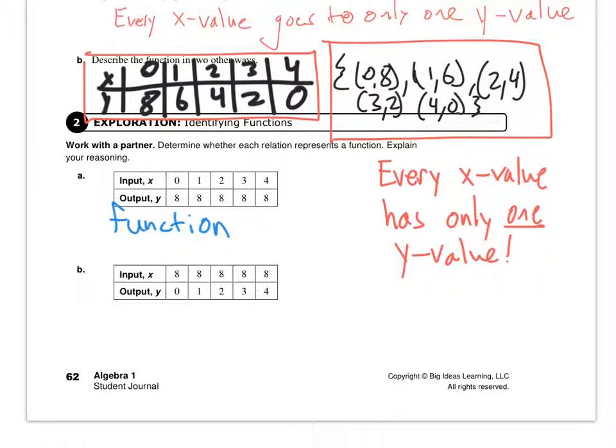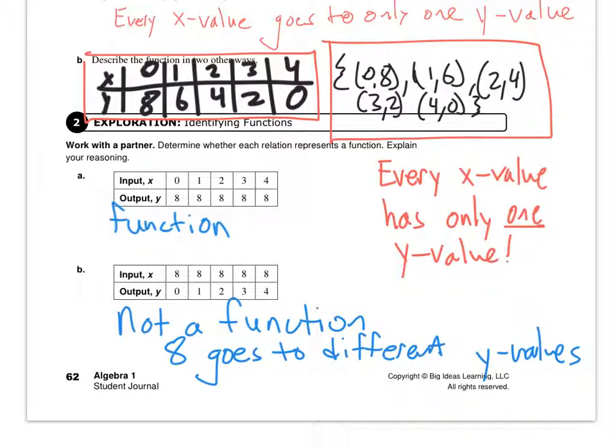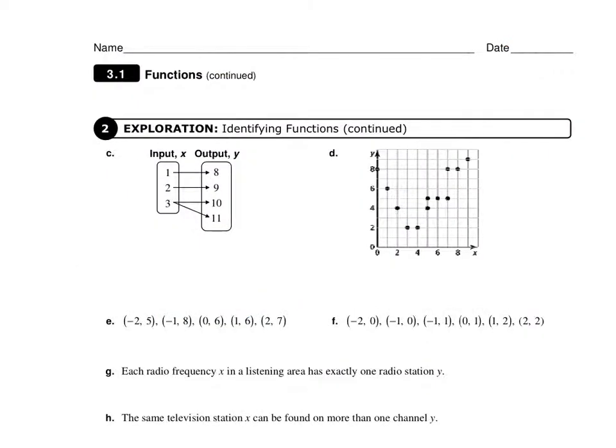Here, is this a function? 8 goes to 0. Now 8 goes to 1. Now 8 goes to 2. Well, 8 can't make up its mind. When you put 8 in, it's not a function. So not a function. Okay? So we see that it's not a function because 8 goes to different y values, or we say it maps to different y values.